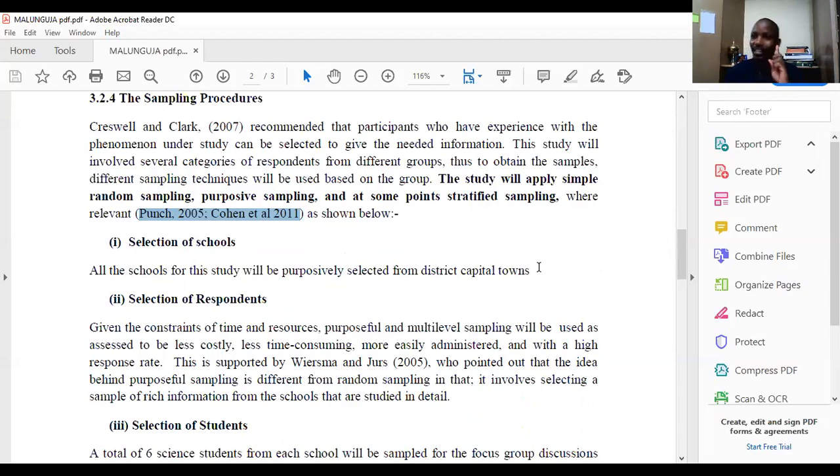So first, he needed to select the schools. Therefore, he is going to select only 4 schools, which will be purposefully selected. We know what purposeful selection is: you select based on your interest. That is purposive sampling. If you find some difficulty understanding this, I will have a specific class to explain each of these sampling techniques.